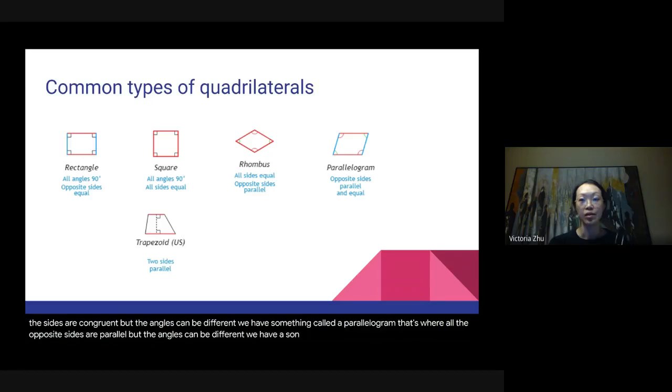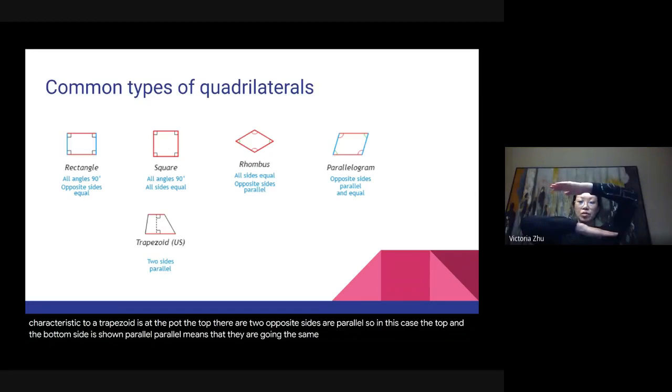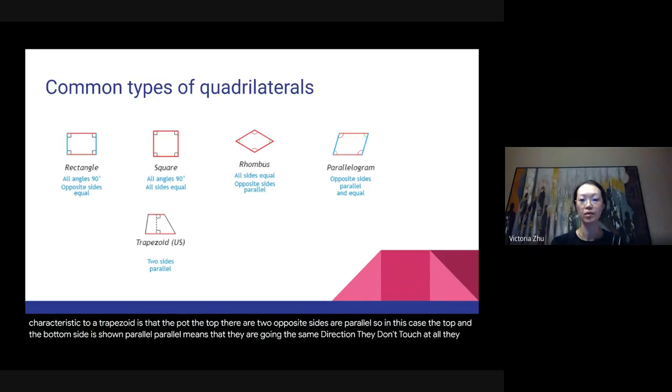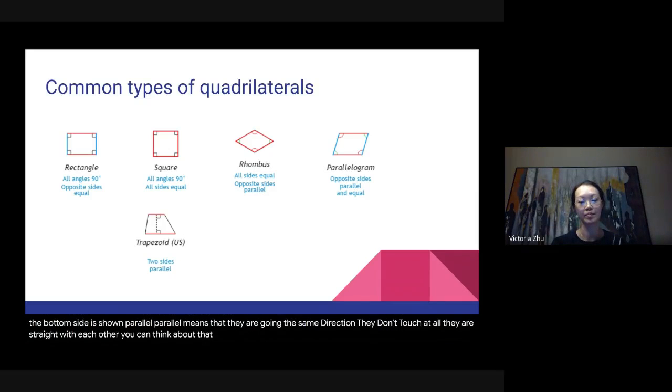We have something called a trapezoid, and the characteristic of a trapezoid is that there are two opposite sides that are parallel. So in this case, the top and the bottom side is shown parallel. Parallel means that they are going the same direction. They don't touch at all. They are straight with each other. You can think about it that way. So like a parallelogram, those opposite sides are parallel.